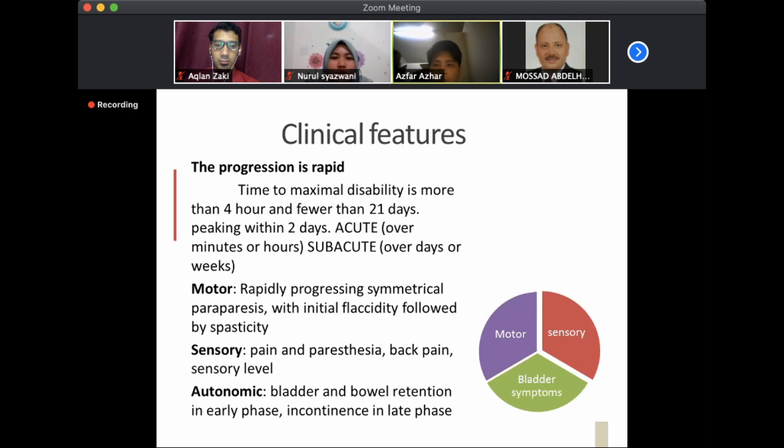So the clinical features for transverse myelitis, so it is acute transverse myelitis. Time to maximum disability is more than 4 hours and fewer than 21 days, peaking within 2 days. If acute is over minutes or hours, subacute is over days or weeks. For motor symptoms, it is rapidly progressing symmetrical paraparesis with initial flaccidity followed by spasticity. Sensory: pain and paresthesia, back pain and a sensory level. For autonomic: bladder and bowel retention in the early phase, incontinence in the late phase.